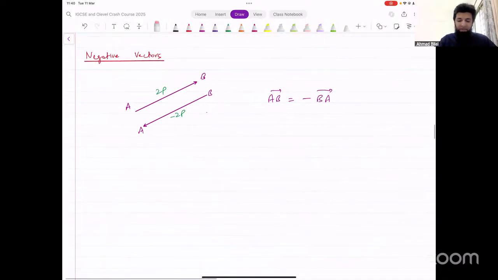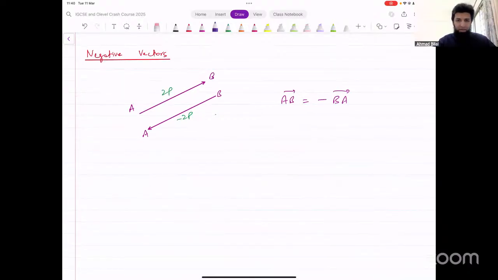And then finally, we talked about negative vectors in a question that we did. That if we have a vector AB and we have another vector which is the same length, the same magnitude, but it's in the other direction, these two vectors are supposed to be negative of each other. If one, for instance, is 2p, then the other would be minus 2p. Okay, so these are negative vectors. All right, so that's what we talked about as well.